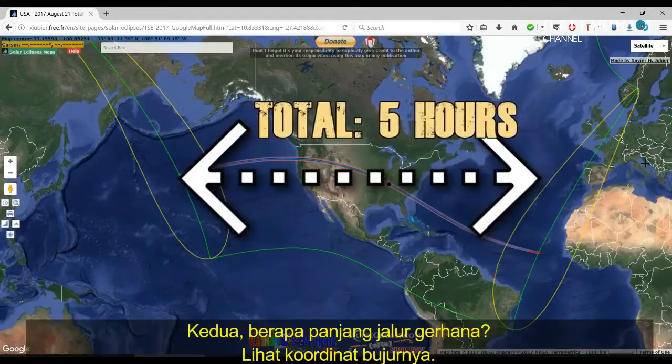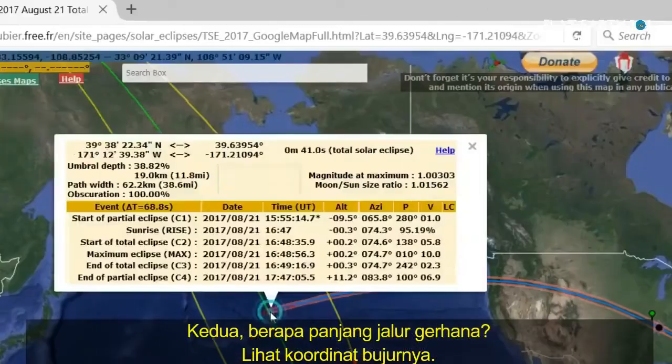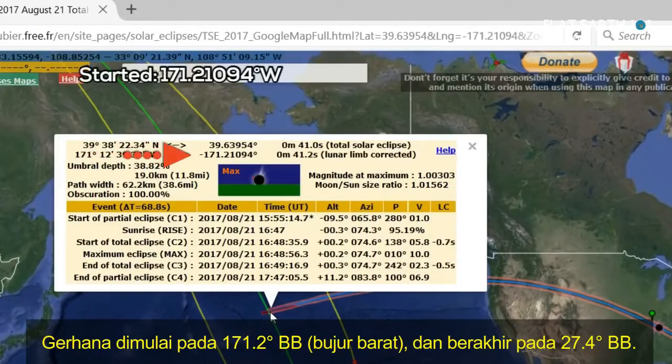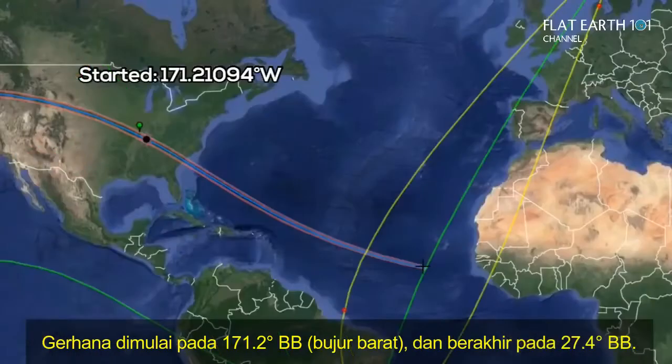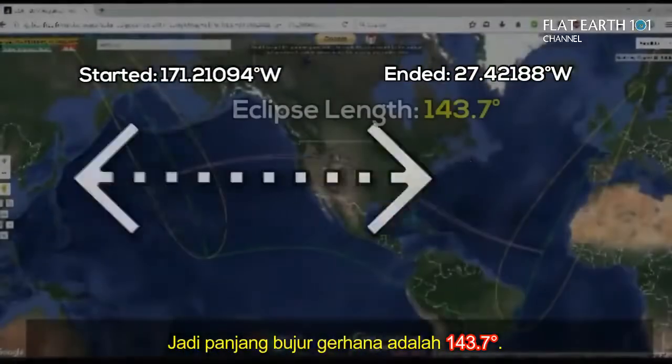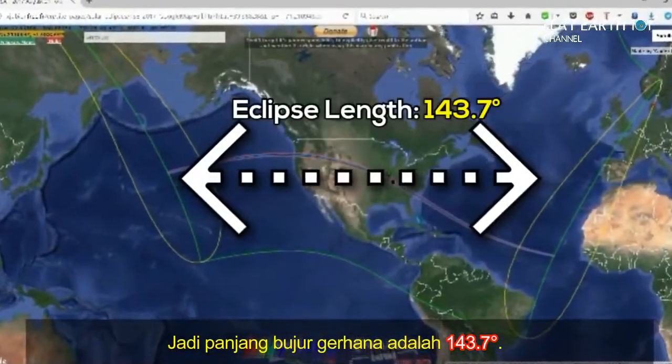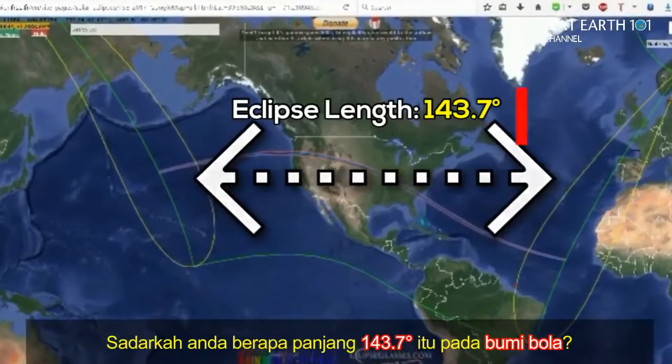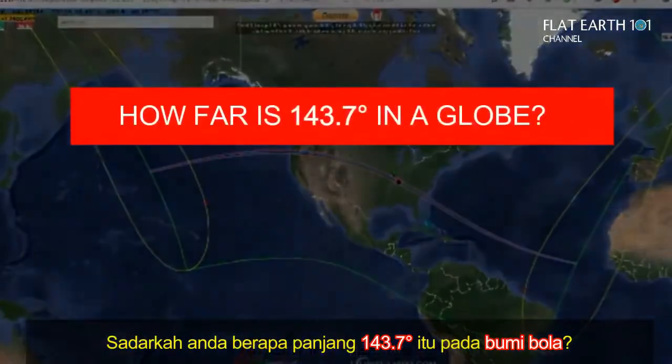Secondly, how far is that eclipse length? Take a look at the longitude. It started at 171.2 degrees west and ended at 27.4 degrees west. The eclipse length in longitude is 143.7 degrees. Do you realize how far is 143.7 degrees on a globe?